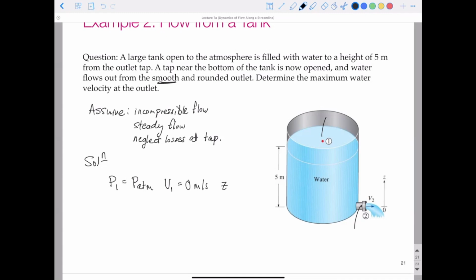And our Z1 is at the top. So if we measure with respect to point 2, or the bottom of the tank, then our Z elevation is 5 meters. So at point 2, our pressure is, what's our pressure at P2? Our static pressure.